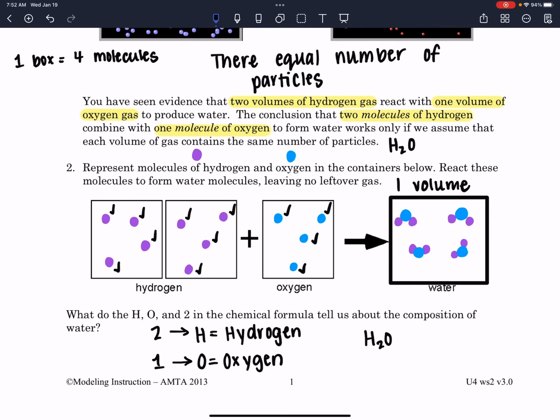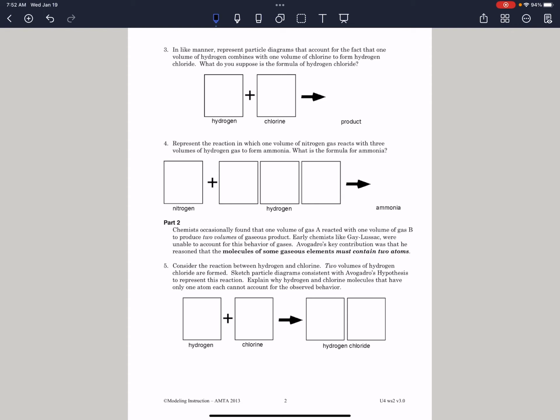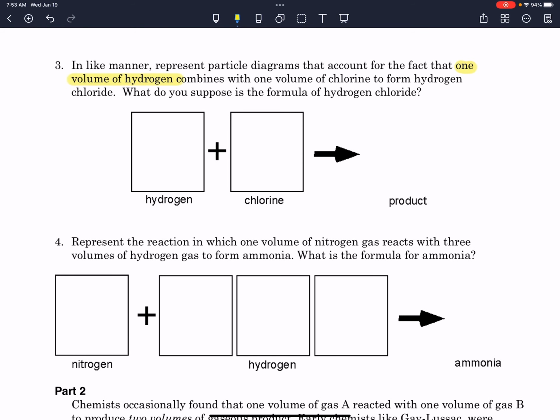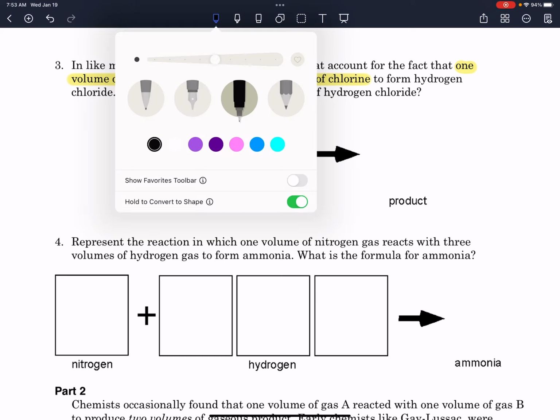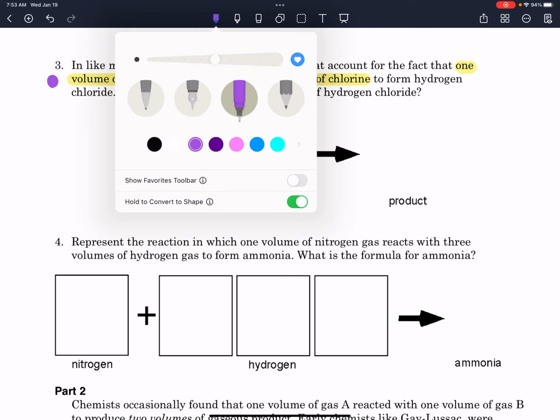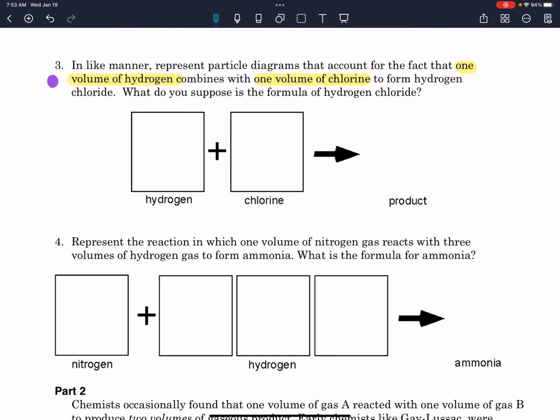So if you were to move on to the next page, the next question in part 1. In a like manner, represent the particle diagrams that account for the fact that 1 volume of hydrogen is going to combine with 1 volume of chlorine to produce hydrogen chloride. What do you suppose the formula for hydrogen chloride might be? So again, I'm going to do a legend. Remember, hydrogen is going to be purple, and chlorine, let's do a new color. Let's do green. Chlorine will be green.